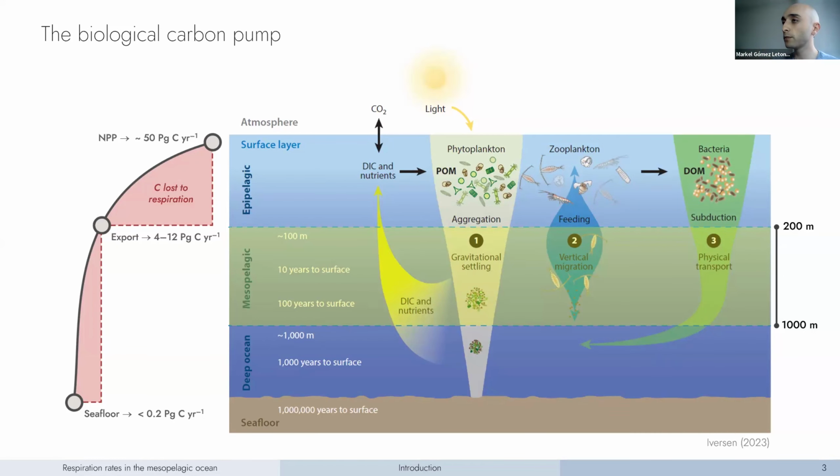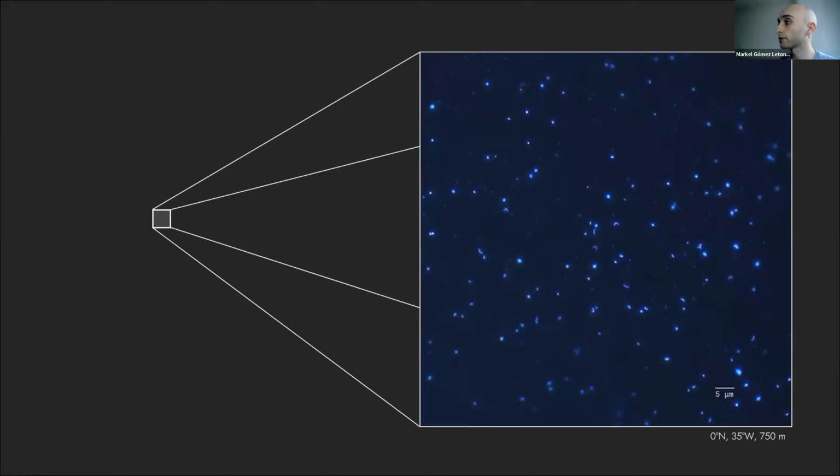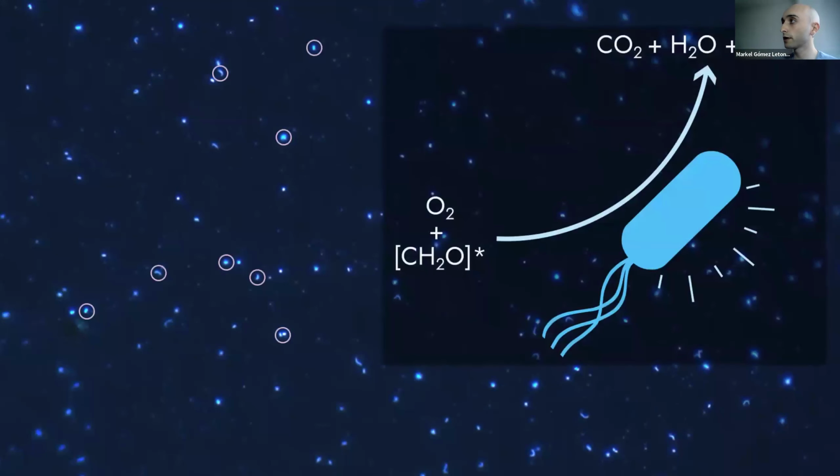Within the mesopelagic, the organisms that are responsible for the bulk of the respiration are not visible to us. Most of the time, the mesopelagic will look like something like this. But if we look closer, we will see that it is inhabited by millions of microbes, and chiefly by prokaryotes, like this one shown in this microscope image. These prokaryotes are the ones responsible for the bulk of the respiration in the mesopelagic. And as they respire, of course, they consume oxygen and organic matter and release carbon dioxide.